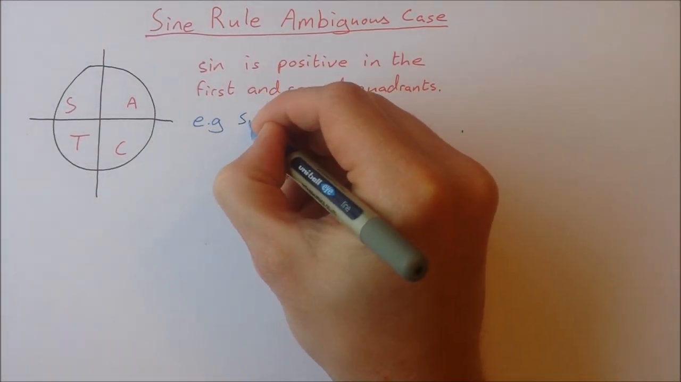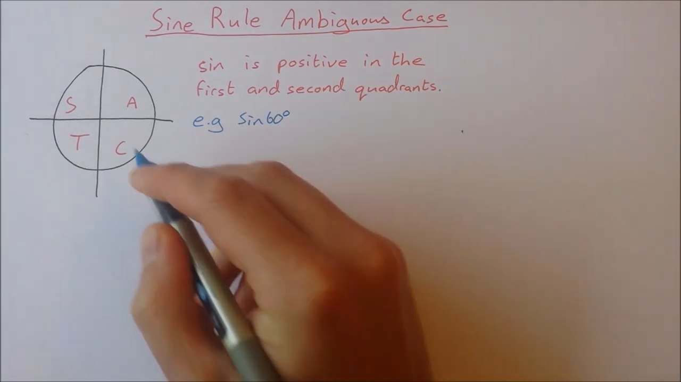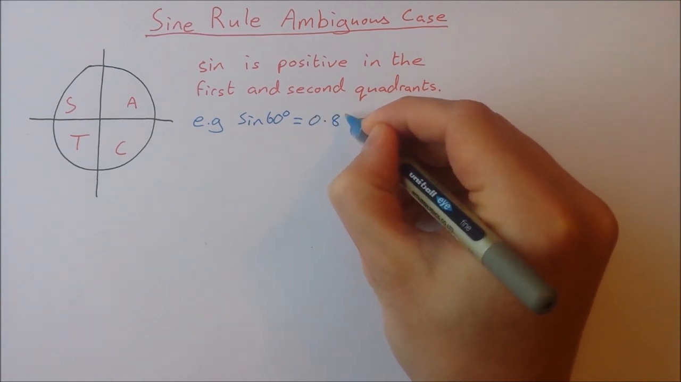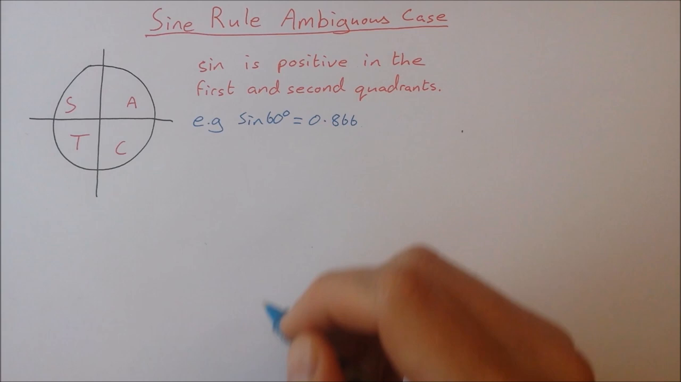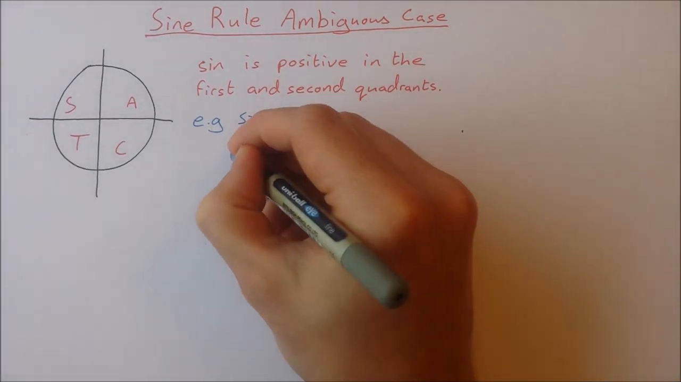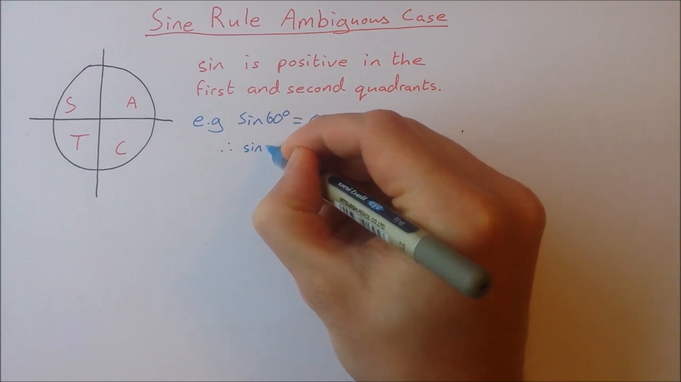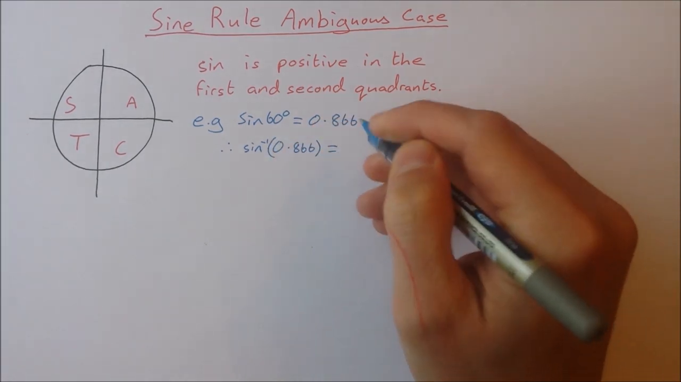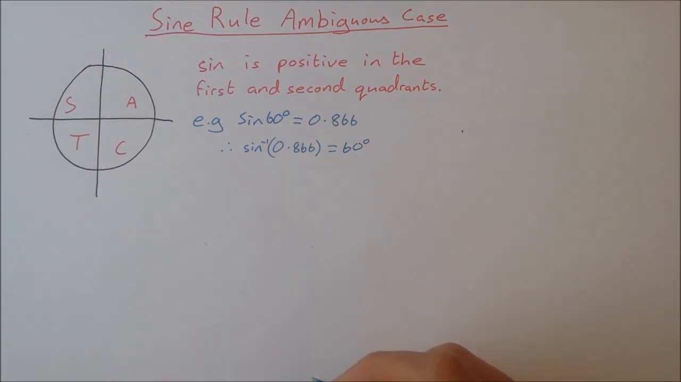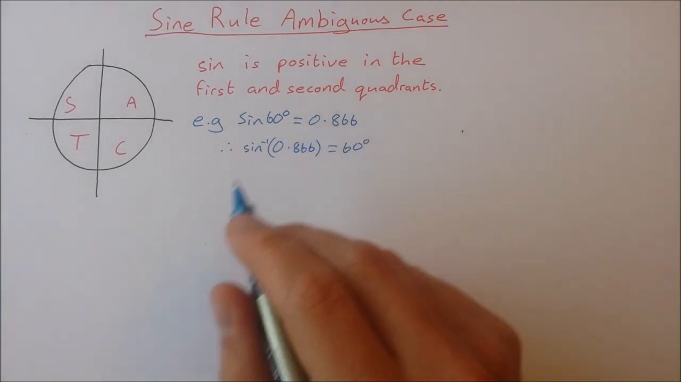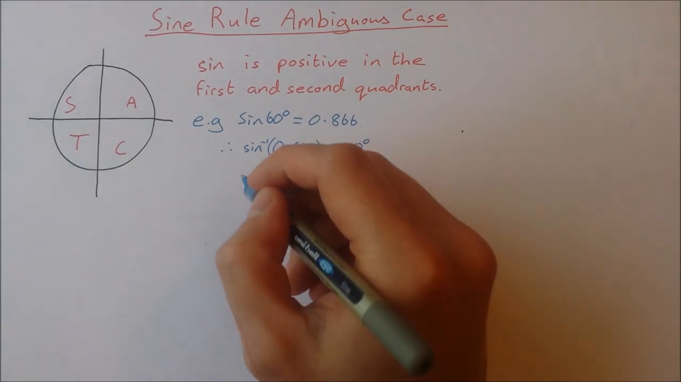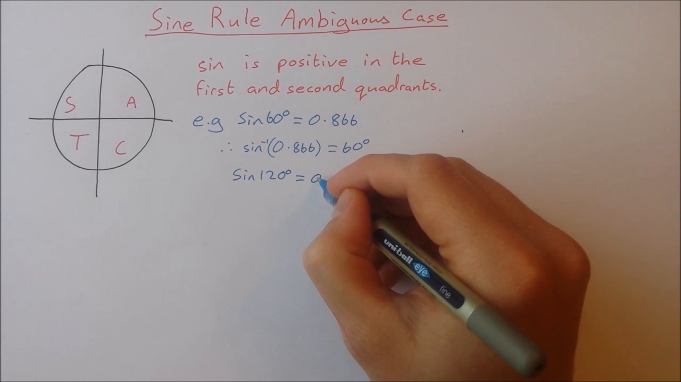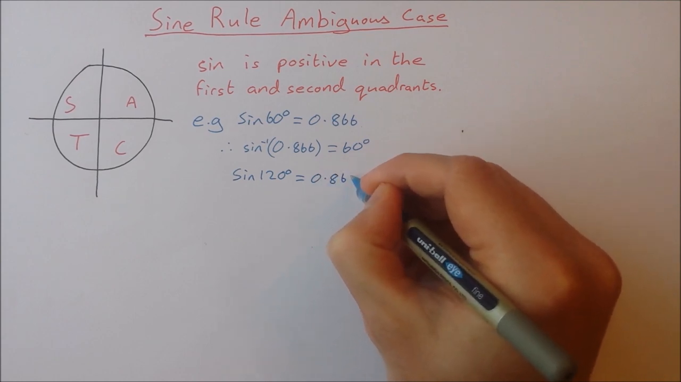If we got the sine of, let's say, 60 degrees, which is in the first quadrant, you'd get an answer of 0.866, correct to three decimal places. Therefore, if we were to get the sine inverse of 0.866, we would get approximately 60 degrees. But the sine of another number is also 0.866. If we got the sine of 120 degrees, you'll get the same answer, 0.866.